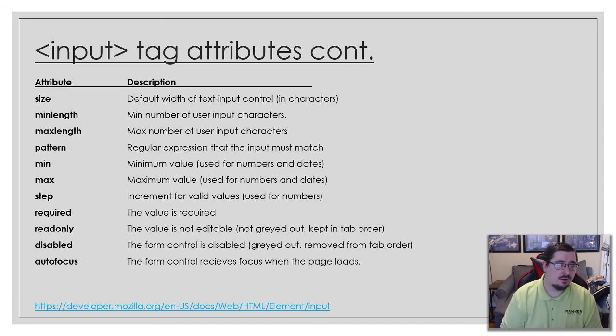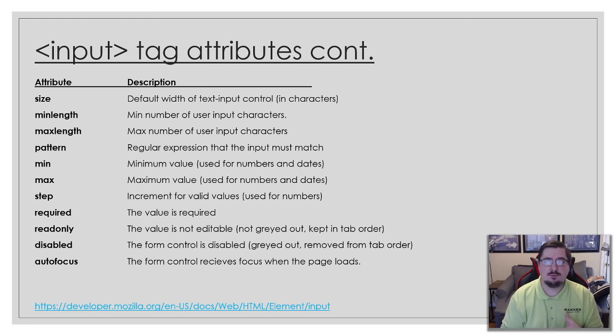The min attribute is used for either number or date inputs, and it says that the value you give can't be any less than this. So if the minimum is 3, it has to be 3 or greater. Similarly, the max specifies the maximum value, so if you say max 10, it can be 10 or less. So you often combine those two to give it a range. So I might say min 3, max 10, so that it can be any number from 3 to 10. Both the min and the max work with numbers, but they also work with dates.